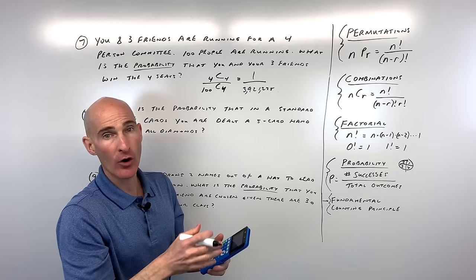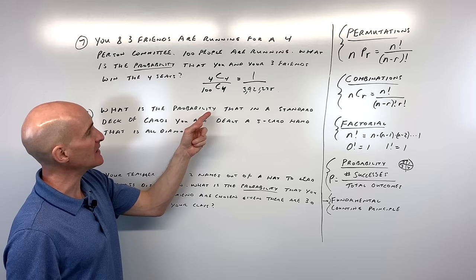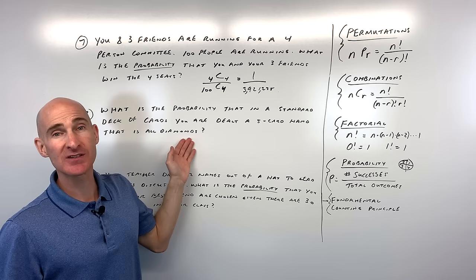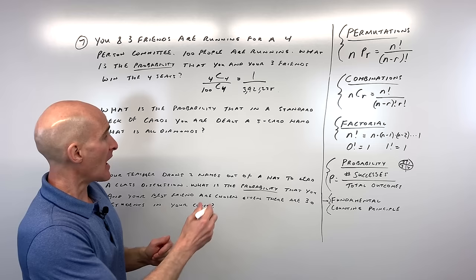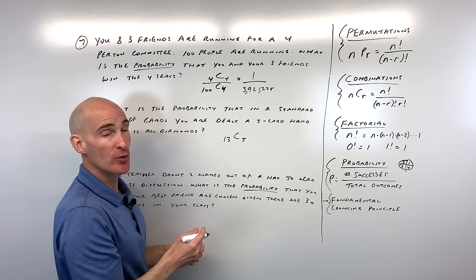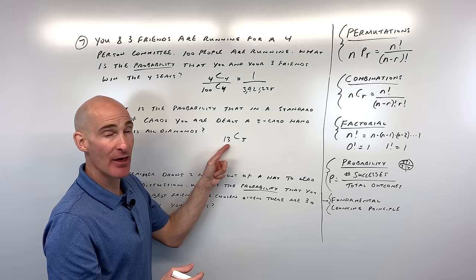Number eight now, it says, what is the probability that in a standard deck of cards, you are dealt a five-card hand that's all diamonds? Okay, so you have to be familiar with cards to do this problem, but you want to be dealt a five-card hand that's all diamonds. So in this case, we're thinking about probability. What's the number of successes? Well, out of the 13 diamonds, how many ways are there of choosing five? So when you do the combinations, this is how many are in that group of what you want, the 13 diamonds, but you're trying to choose five out of that 13. So how many ways could that occur?